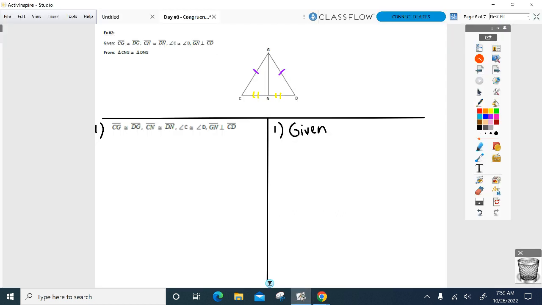C congruent to D. And all right, a little review. Anybody remind me of this symbol? Perpendicular. So what should I be putting on my diagram? Right angles where those two segments meet.